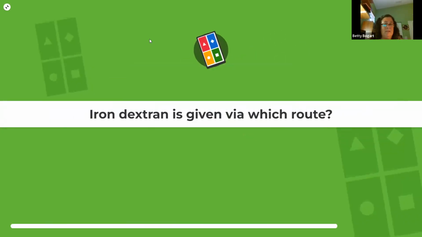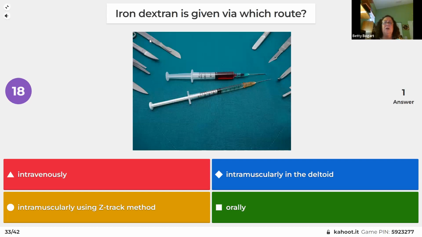Iron dextran is given via which route? Now we're talking about iron deficiency anemia and we're talking about children. So if we were giving iron dextran, how would we do it? Do you remember from pharmacology?